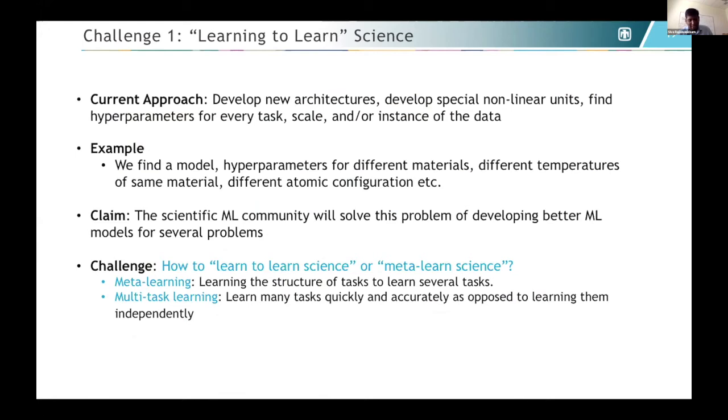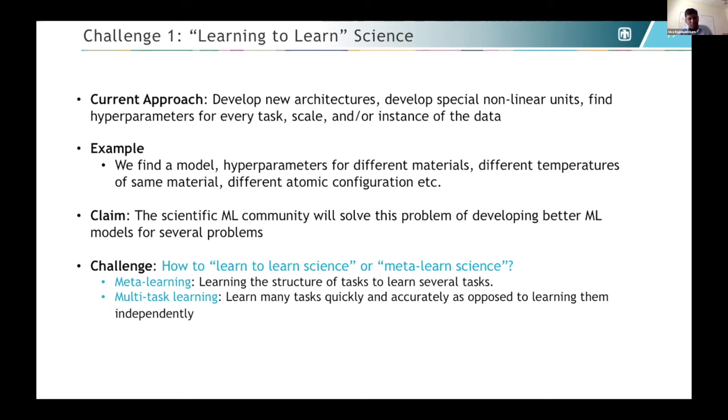It's sort of like a generalization idea that a lot of people are exploring, even in the industry, related to grand challenges, but the science grand challenges are quite different. So what we are trying to do, the first example that I showed, is develop a neural network architecture, special nonlinear units, find the best hyperparameter for a given data set or a given material, for a given temperature maybe. Whatever your interest is, okay?